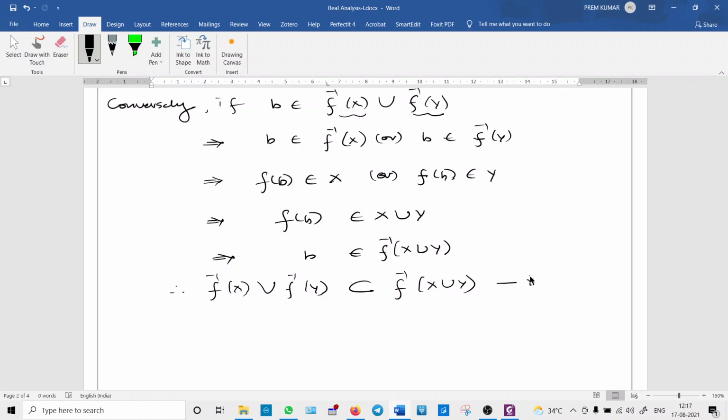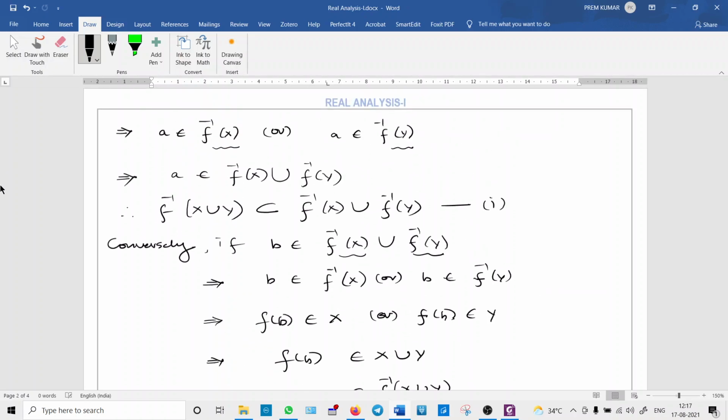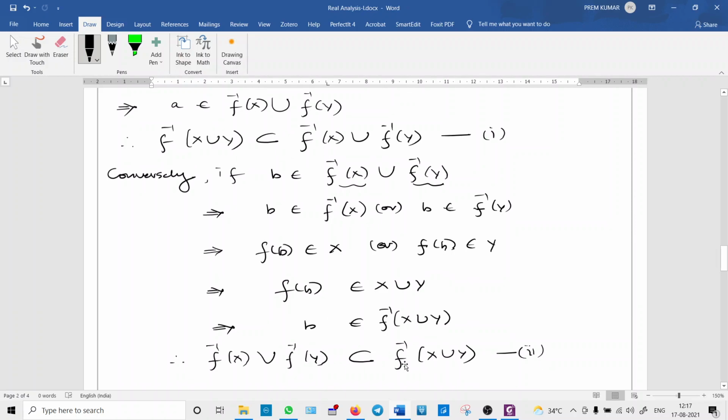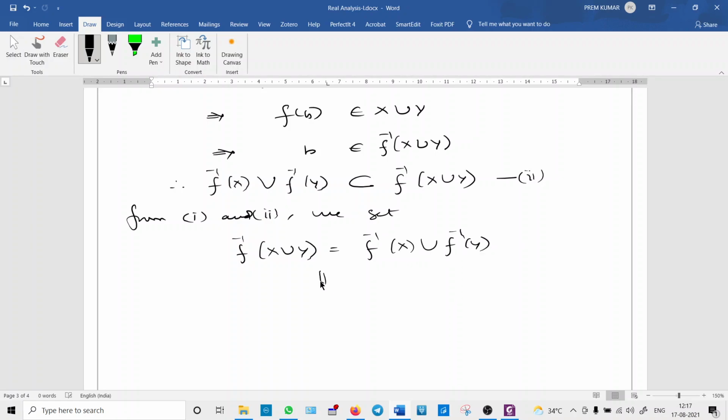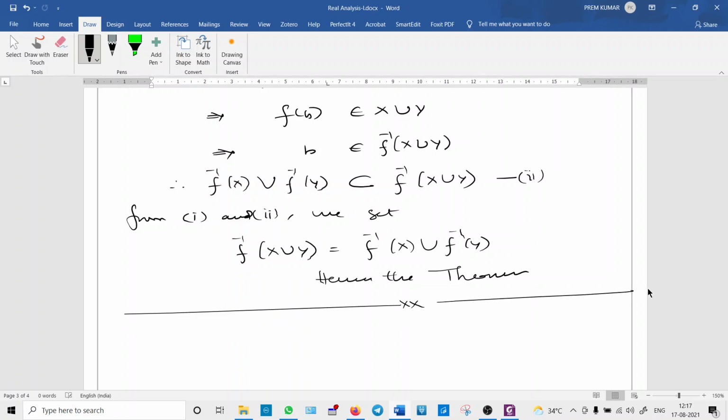This is true. So what you can conclude from 1 and 2: this is a subset of this, and this is a subset of f inverse of x union y. So from 1 and 2, we get the result. That is, f inverse of x union y equals f inverse of x union f inverse of y. Hence the theorem. Okay, we completed the theorem. The result is proved.